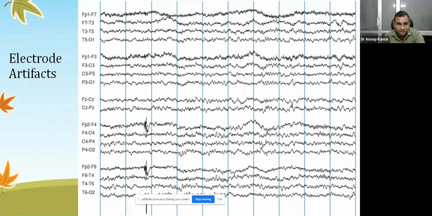You can see these fast components, a faster activity which is limited only to the FP2 electrode. So this is also an electrode artifact, which is only limited to the FP2 electrode. If it were happening in the F4 electrode, it might also have come in F4-C4 and F8-T4.